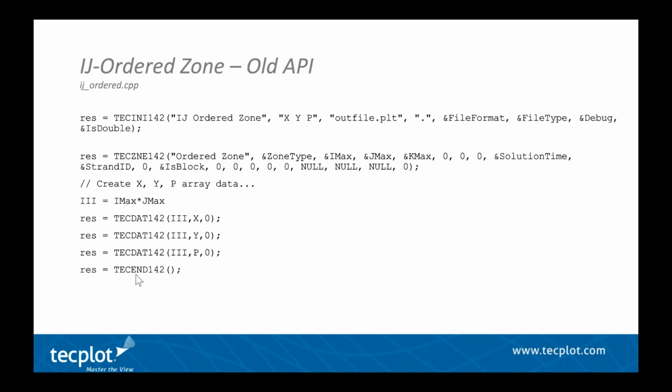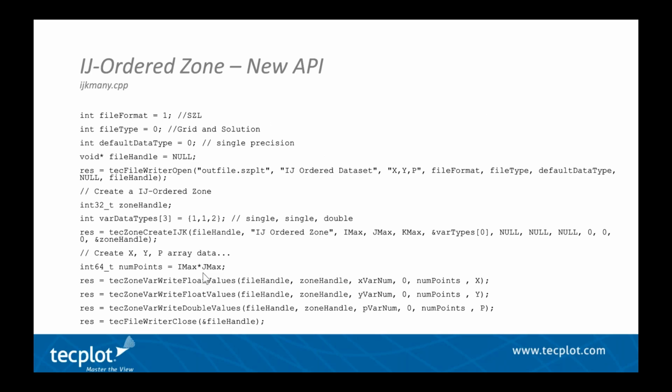So this is the really simple structured data example. If you're doing unstructured data, polyhedral data, there are some additional calls that you have to make to add the node map and define that cell connectivity. But really for structured data, it's just 4 function calls that you have to know about. So pretty simple.